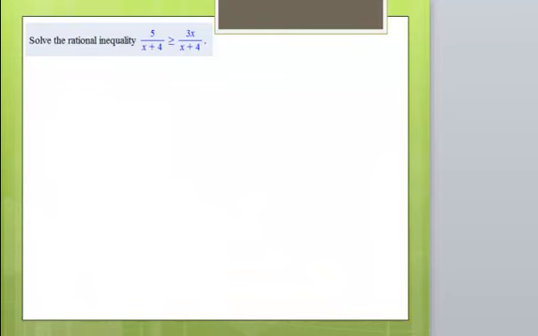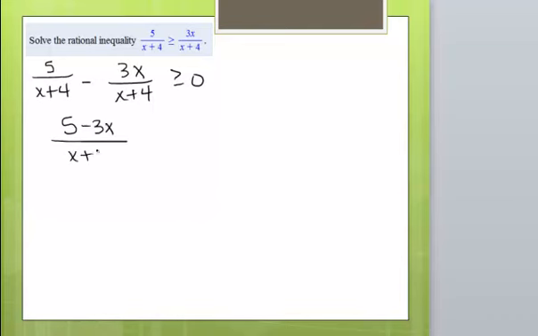So let's solve this rational inequality. We need to get 0 on the right hand side, so let's subtract. We already have common denominators, so we can just put those together. 5 minus 3x over x plus 4 is greater than or equal to 0. Now we need to determine where each the numerator and the denominator are equal to 0.